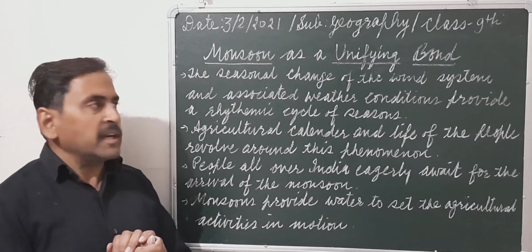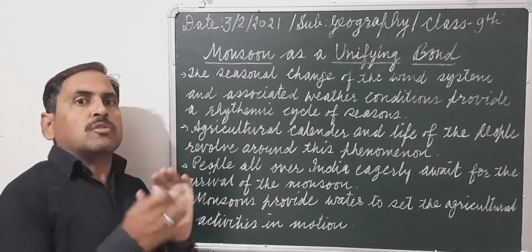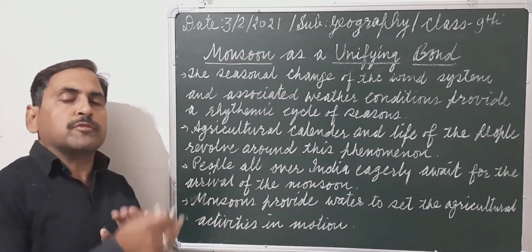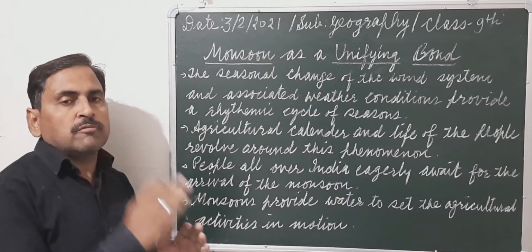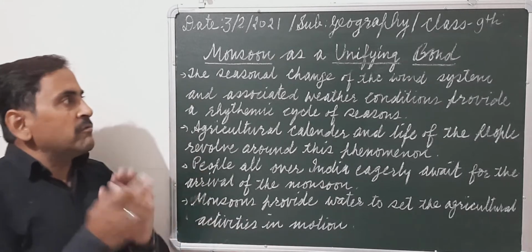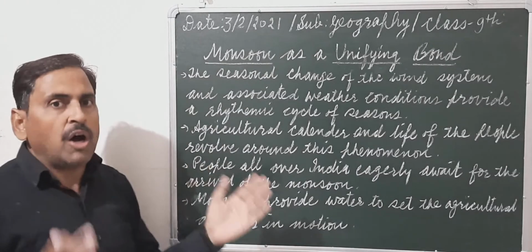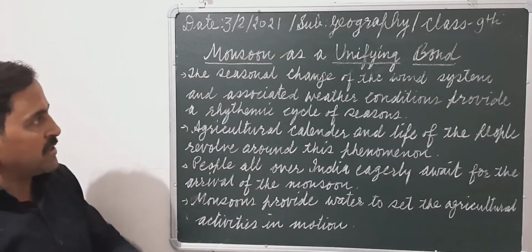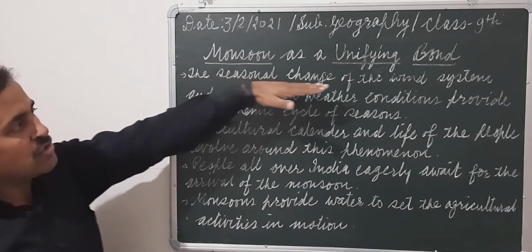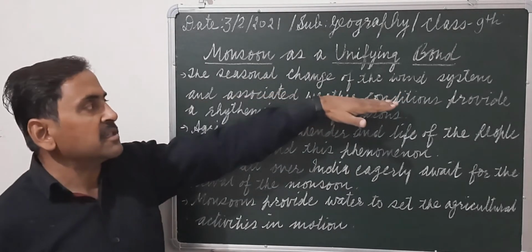We have seen that there are a lot of variations in the climatic conditions all over India. As we move from north to south or east to west, we find a lot of variation. But there is one thing which unifies the whole country, that is the monsoon. How does it do so? First, a seasonal change of the wind system and associated weather conditions.